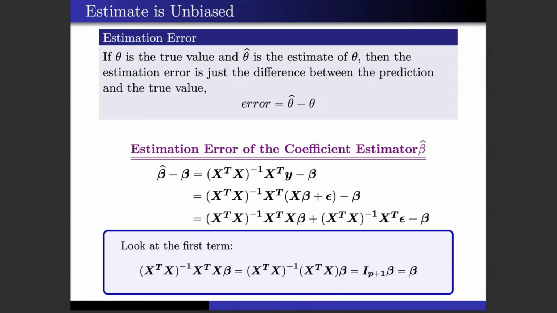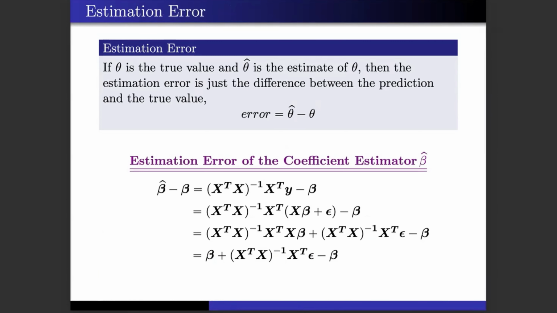So we put this value back in the estimation error quantity and we get the first term equal to beta. The second term we write as it is and the third term is minus beta. We can cancel out beta over here and we will be left with (X transpose X) whole inverse X transpose epsilon. And we have the estimation error of beta hat equal to (X transpose X) whole inverse X transpose epsilon.